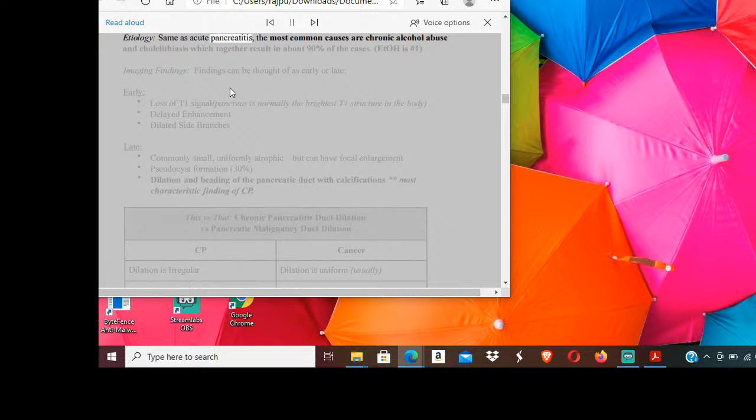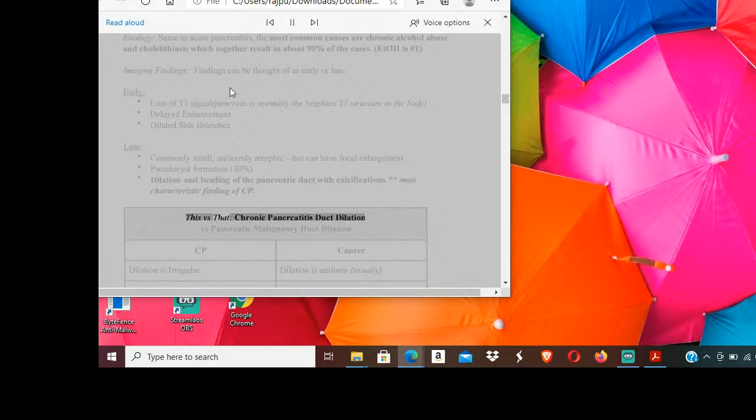Etiology. Same as acute pancreatitis, the most common causes are chronic alcohol abuse and cholelithiasis, which together result in about 90% of the cases. ETOH is number 1. Imaging findings. Findings can be thought of as early or late. Loss of T1 signal. Pancreas is normally the brightest T1 structure in the body. Delayed enhancement, dilated side branches. Commonly small, uniformly atrophic, but can have focal enlargement. Pseudocyst formation, 30%. Dilation and beading of the pancreatic duct with calcifications, most characteristic finding of CP.